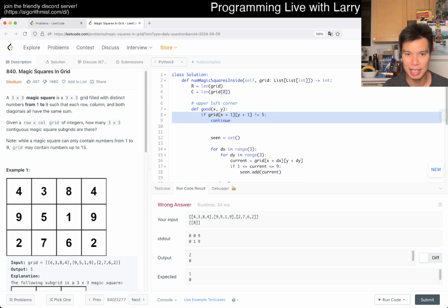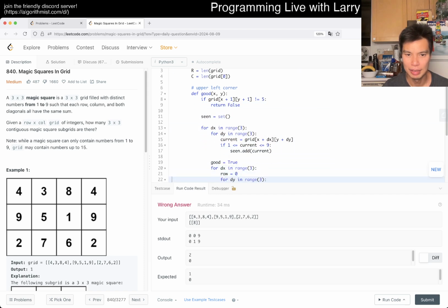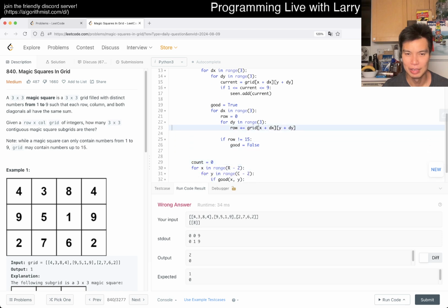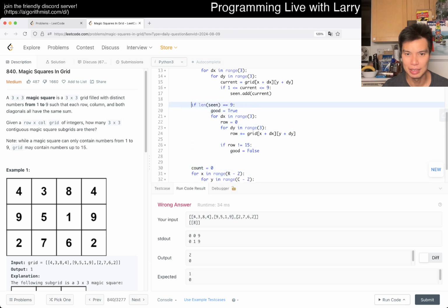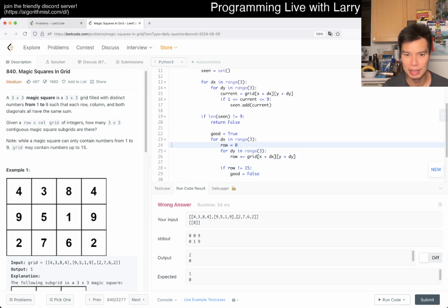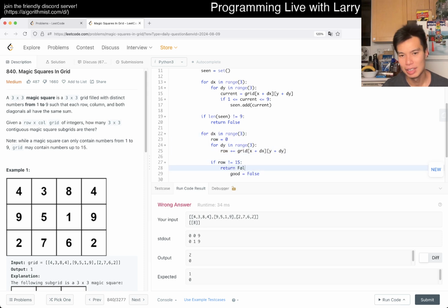Right, and now we can do an early return false. Yeah, and I guess we can also just put this earlier, right? So if the sum is not equal to 9, then we just return false. And now we don't even need this good anymore, right? We just do this, return false.